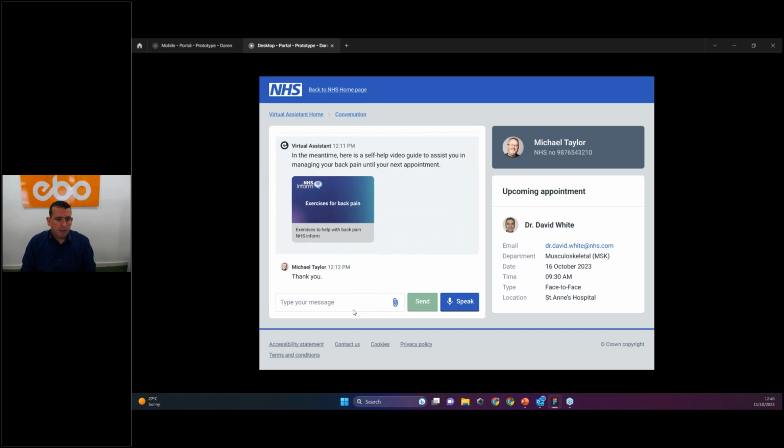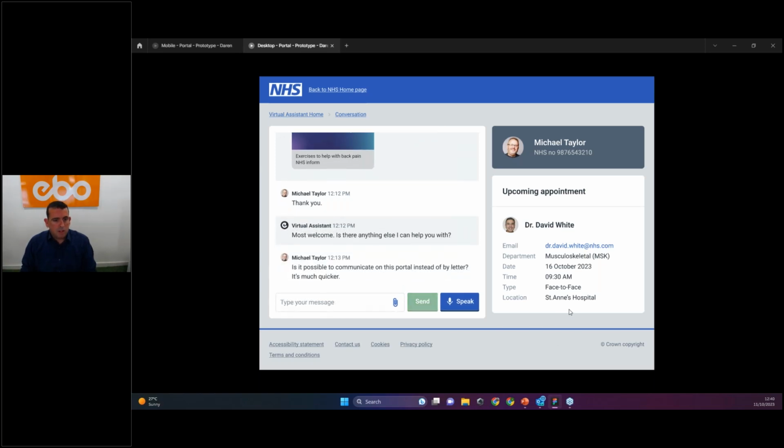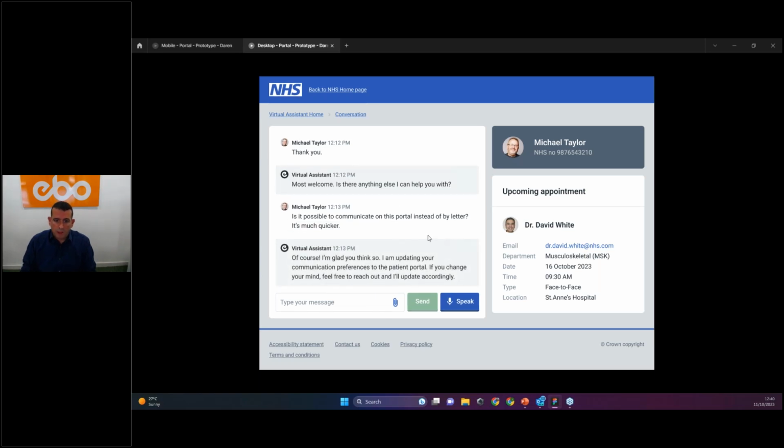Okay, so over here, Michael has thanked the virtual agent. Is there anything else we can help you with? Michael has obviously enjoyed the process, so he's asked that the communication would go via the portal instead of via letter. This is just a simple use case that we're actually deploying in a couple of places whereby we're actually pulling through the demographics. So what are the settings of that patient? What is the information? And we could look to update it should that be something that the patient requests.